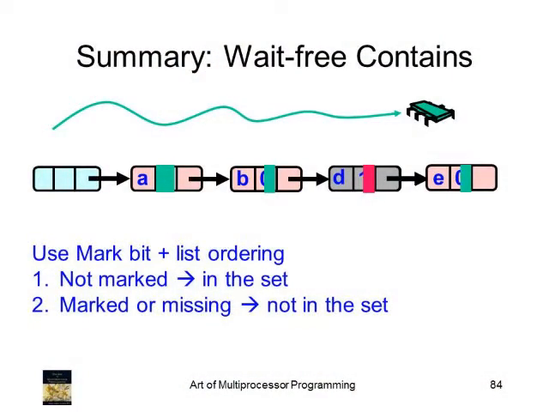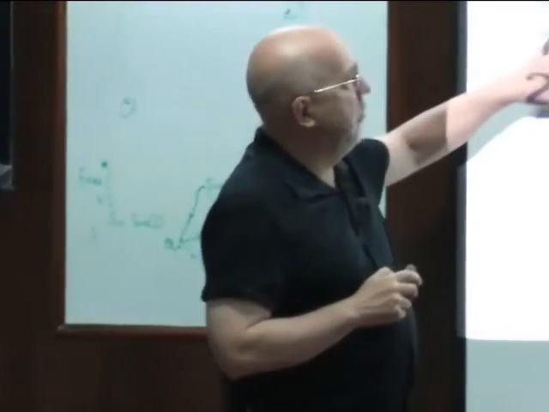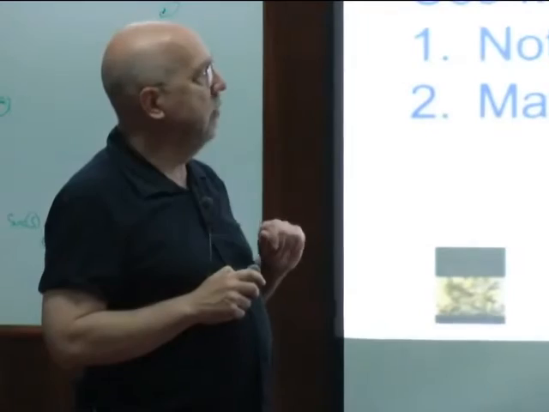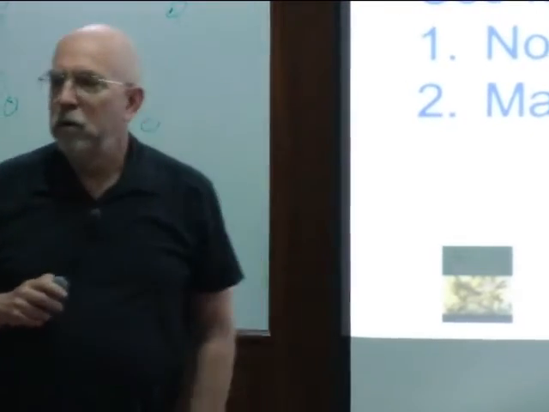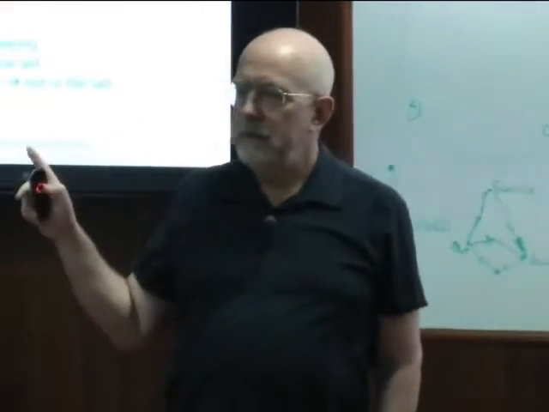So, summary: wait-free contains says that if you're not marked, the invariant is that you're in the set. If you're marked or you're not reachable from the root, then you're not in the set. And this invariant is the basis for proving the correctness of these operations.